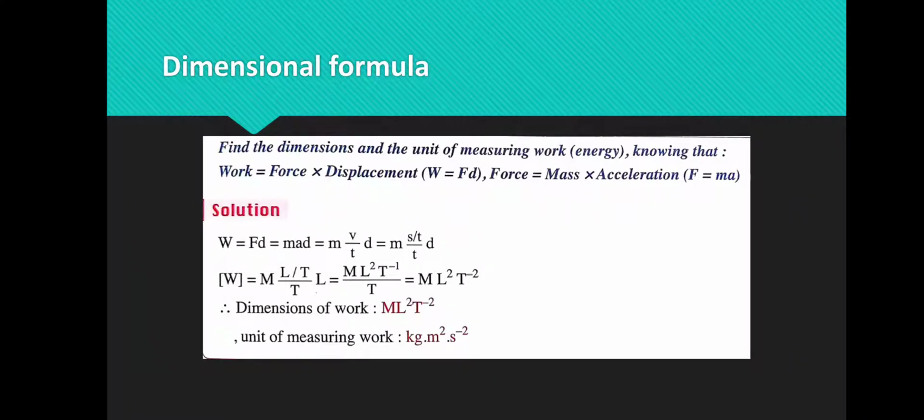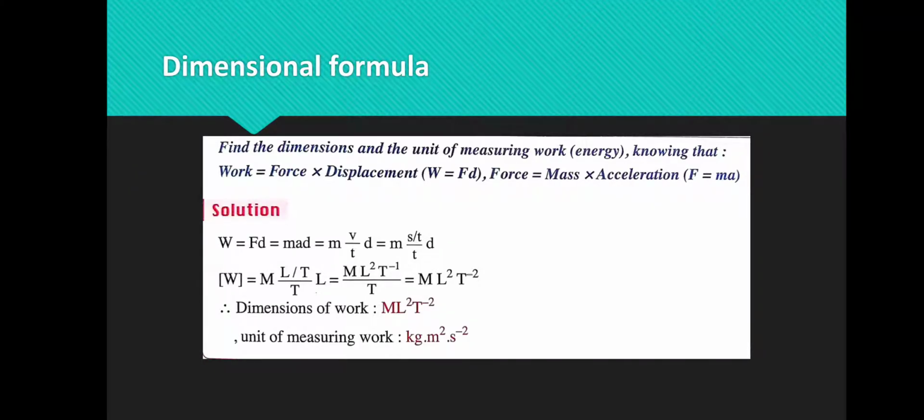So I can say that acceleration equals velocity over time. And from this relation, velocity is a derived physical quantity, so I will say that velocity equals distance over time. So I can say the work equals mass times displacement power 2 over time power 2. Then I will transfer the powers to our dimensional formula, which is called MLT. The mass here has the power of 1.